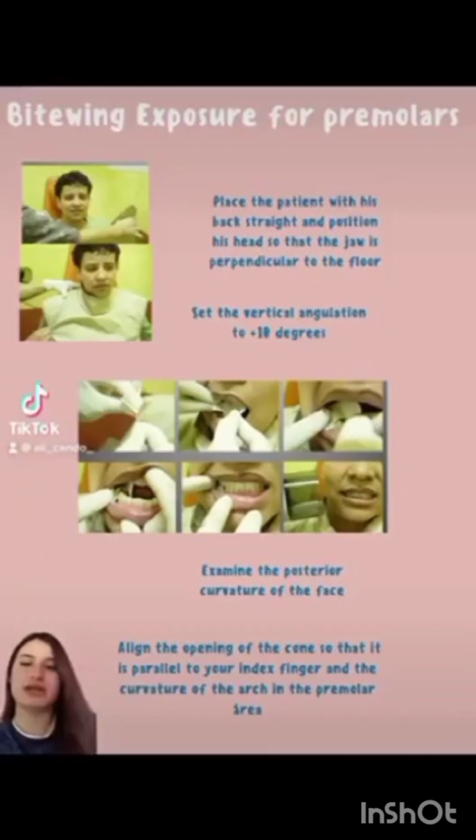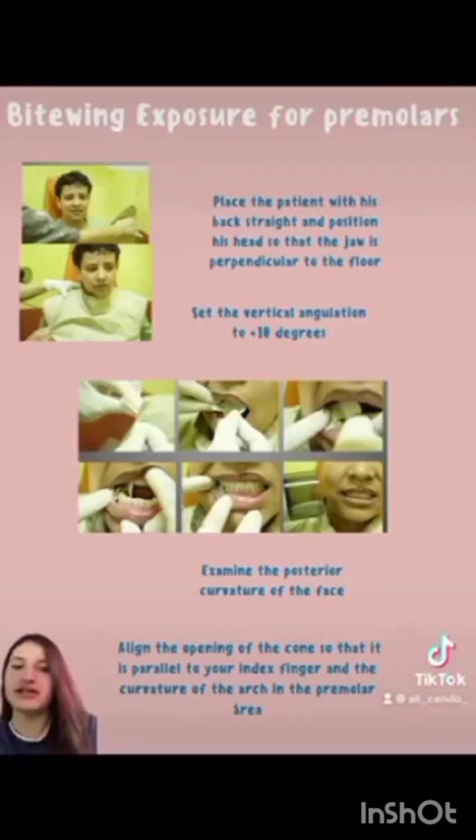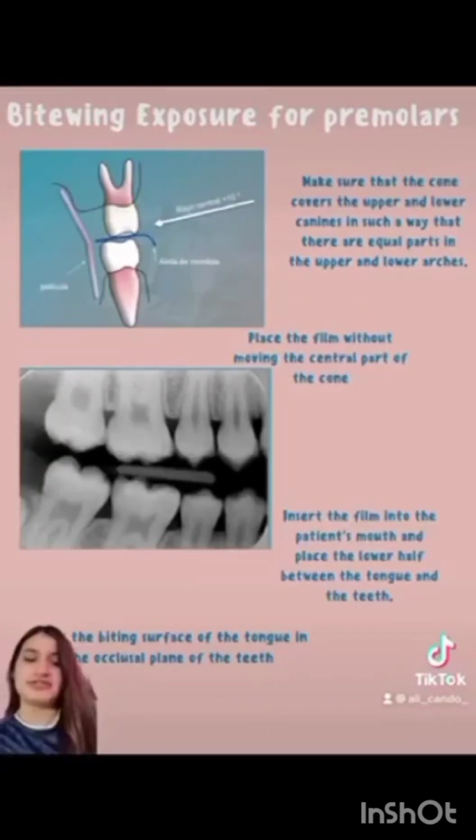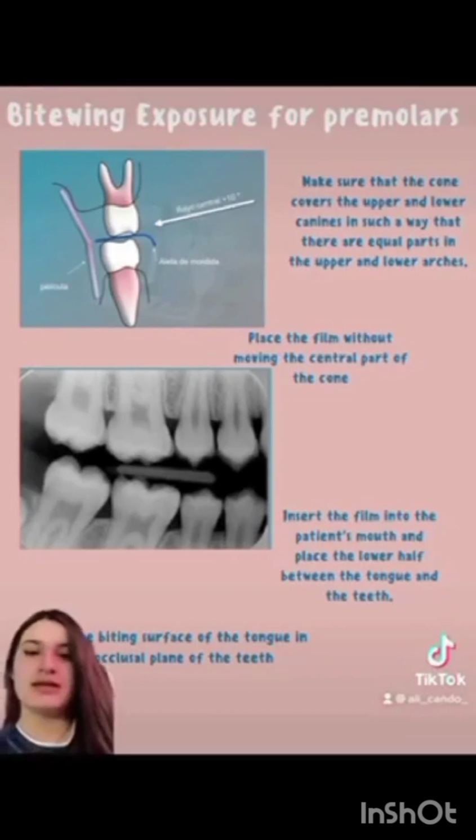Align the open end of the cone so that it is parallel to your index finger and the curvature of the premolar area. After this, make sure that the cone covers the upper and lower canines in such a way that there are equal parts in the upper and lower. Now place the film without moving the central part of the cone.